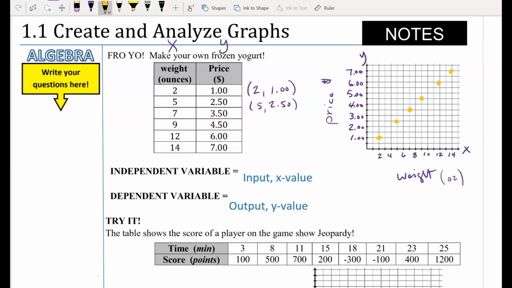Now, your points don't always have to be in a straight line for a scatter plot. They can be all over the place. That's why it's called a scatter plot. But in this case, they are linear.